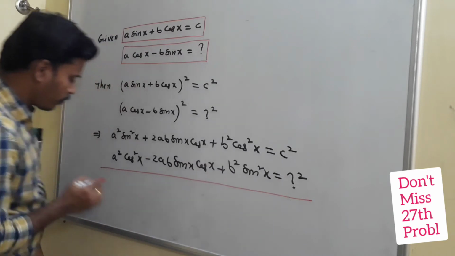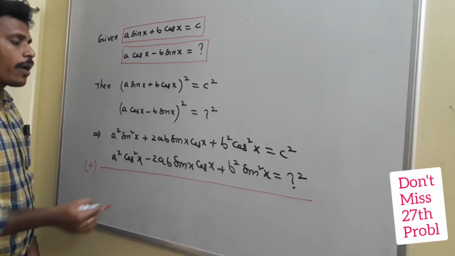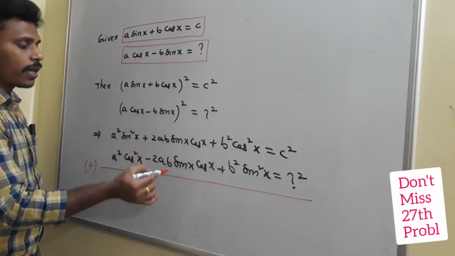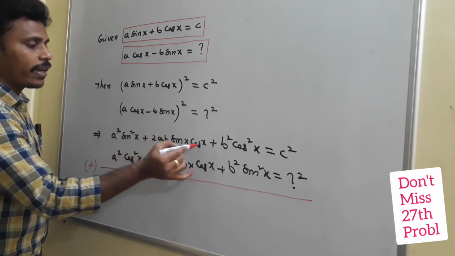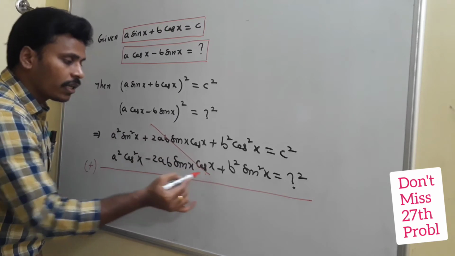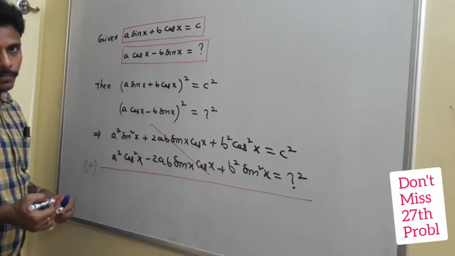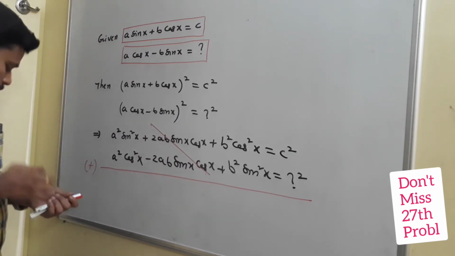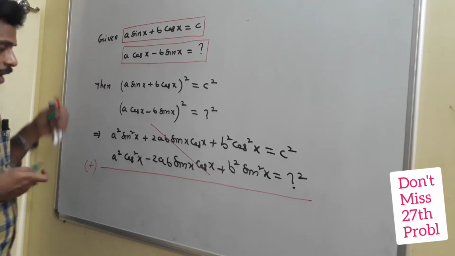What I am going to do? I am going to add these two, and while adding, see, look at the middle terms here, plus 2ab sin x cos x minus 2ab sin x cos x. Since we are adding, these two terms will get cancelled. Yeah, these two terms get cancelled. Then I am left with what? Have a look at this.